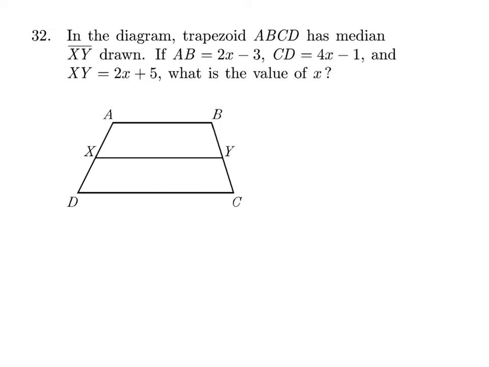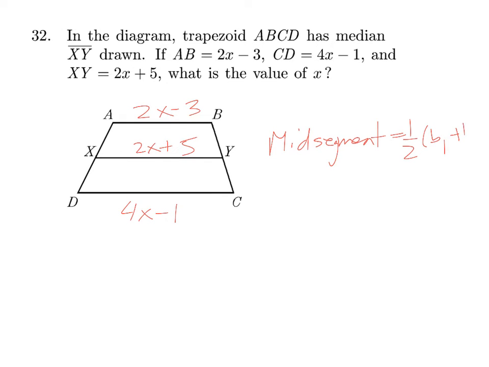In the diagram, trapezoid ABCD has a median XY drawn. AB is 2x minus 3. CD is 4x minus 1. And XY is 2x plus 5. What is the value of x? All right, using the mid-segment formula, it's equal to half of base 1 plus base 2. So I have the mid-segment, which is 2x plus 5, and that's equal to half of base 1, which is 4x minus 1, plus base 2, which is 2x minus 3.